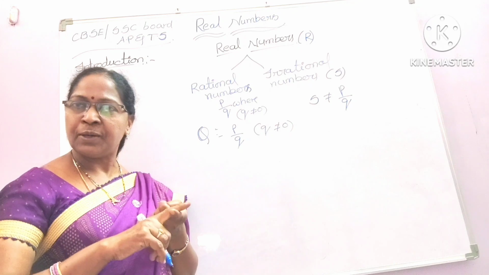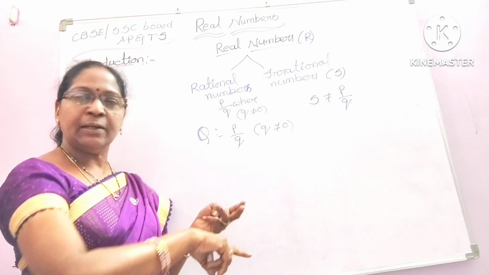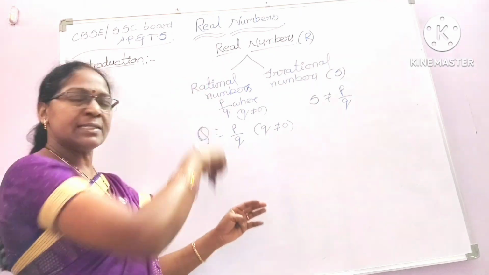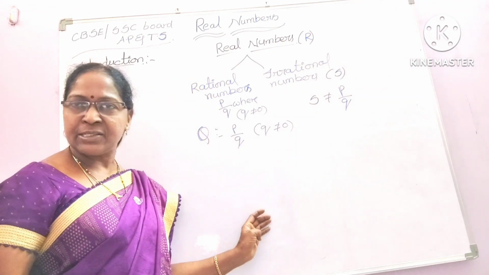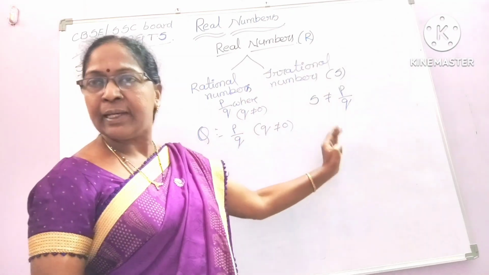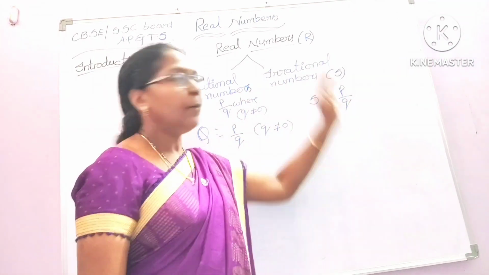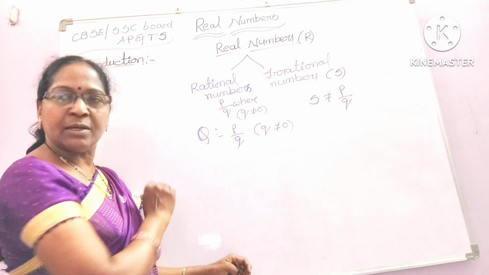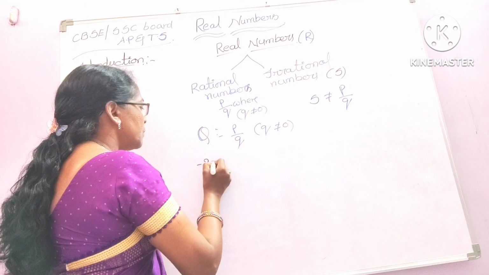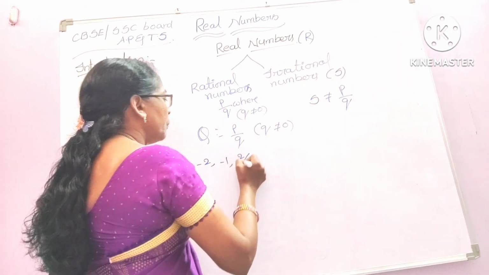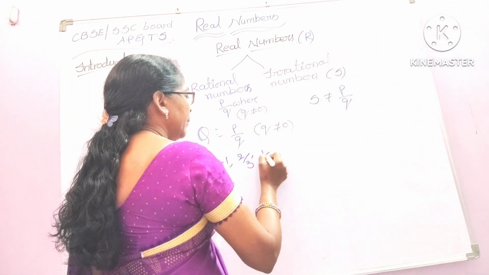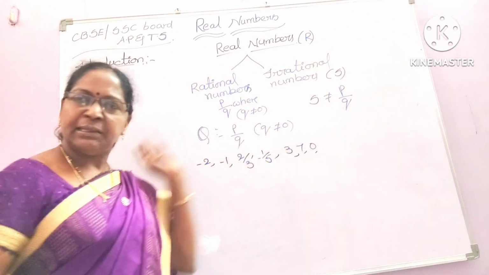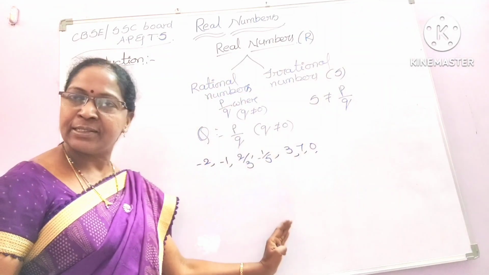Integers means positive numbers, negative numbers and including 0. These are all we call integers. That means these integers, natural numbers and whole numbers come under rational numbers. Whatever numbers we cannot represent in the form of p by q, those numbers we call irrational numbers. Here examples of rational numbers. Here you can write -2, -1, 2 by 3, -1 by 5, 3, 7, 0, anything. These are all numbers we call rational numbers.